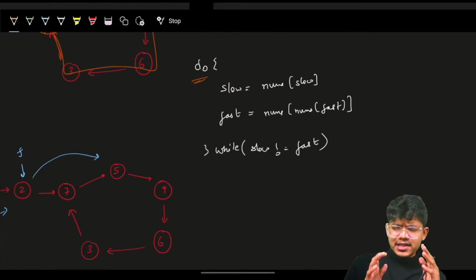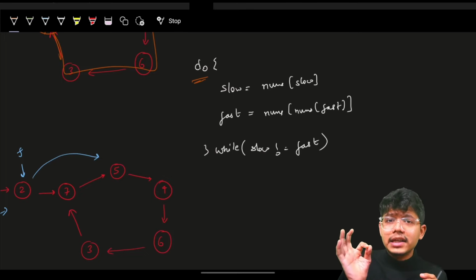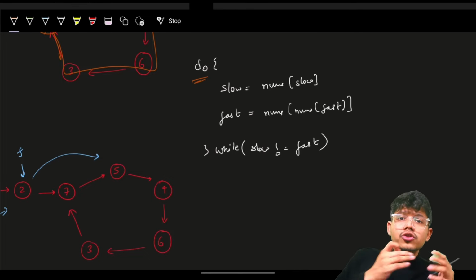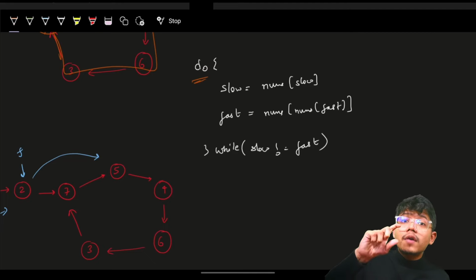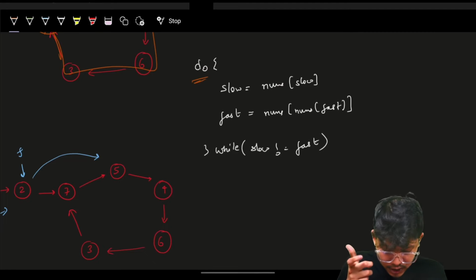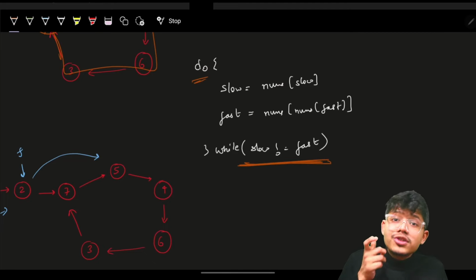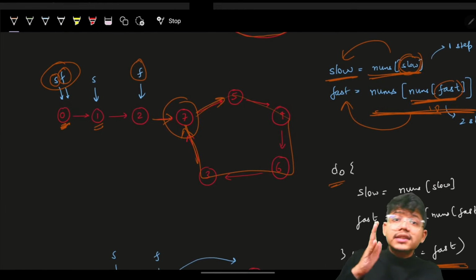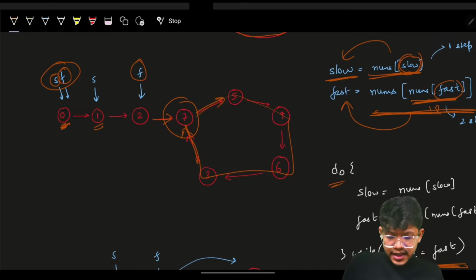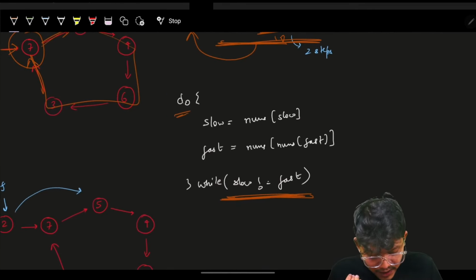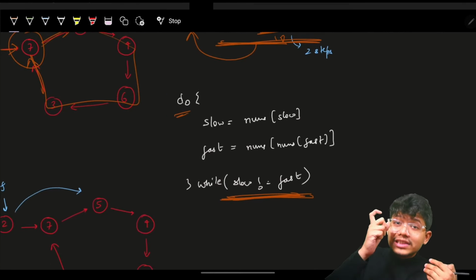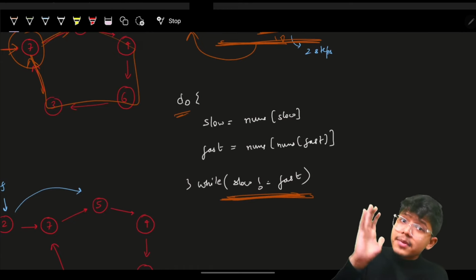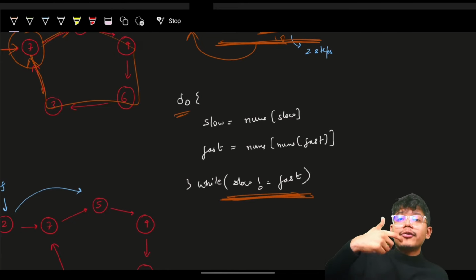But bhaiya, I still didn't understand why a while loop is not useful. Because if you do a while loop, what condition will you put? The condition is slow is not equal to fast. In the very beginning, both slow and fast are the same. So that is the reason I'm saying if you use a while loop, it will not even start, because you are starting with slow and fast being the same. So you have to use a do while loop.